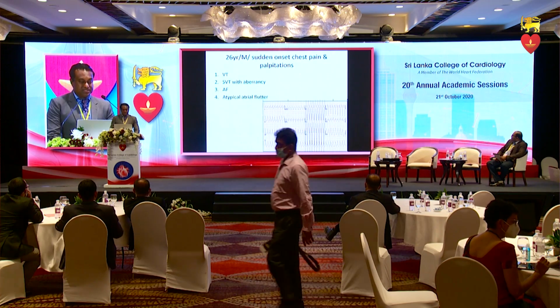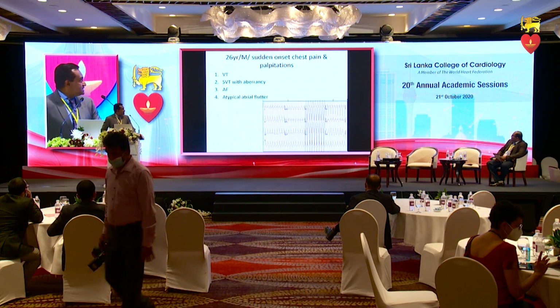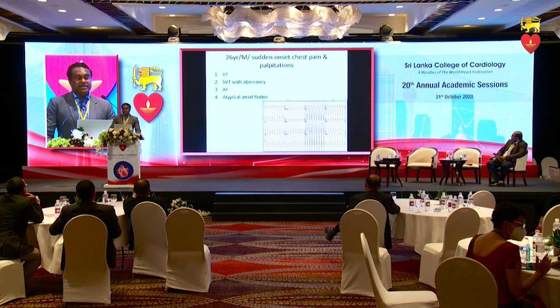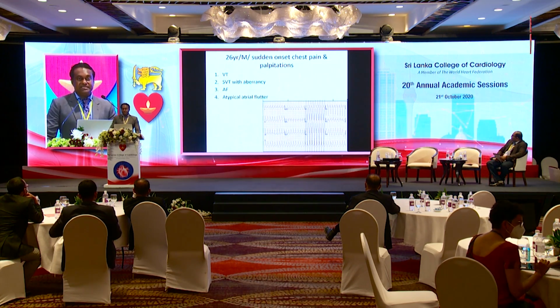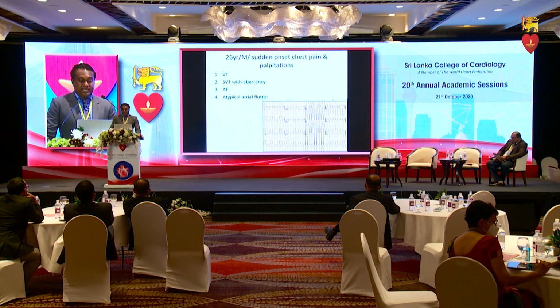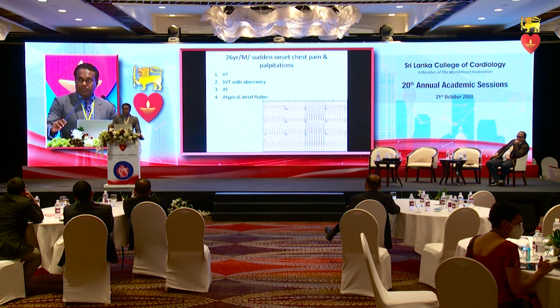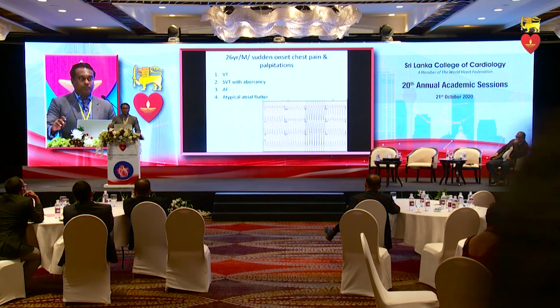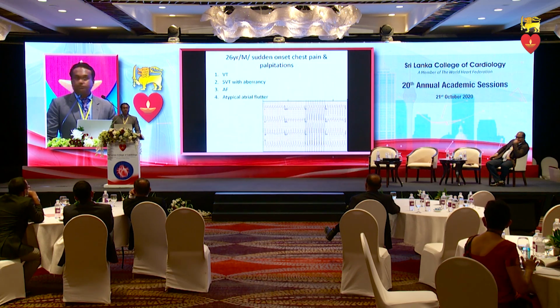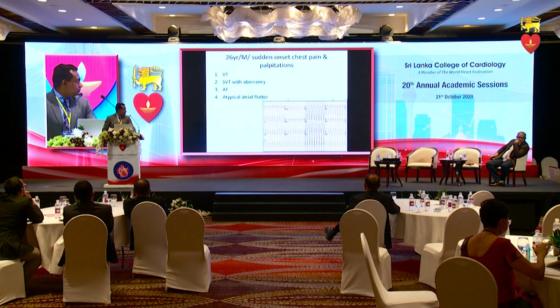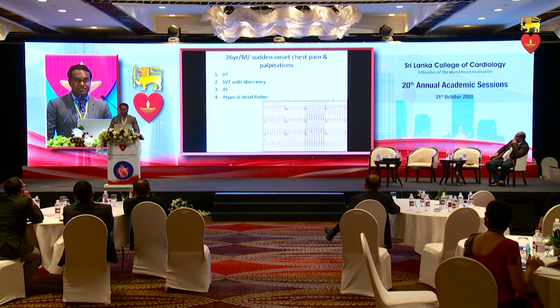So the options are: is it a ventricular tachycardia? Is it a supraventricular tachycardia with aberrancy, SVT with aberrancy? Is it atrial fibrillation? Atypical atrial flutter? So we can have the voting. So those are the 4 options.